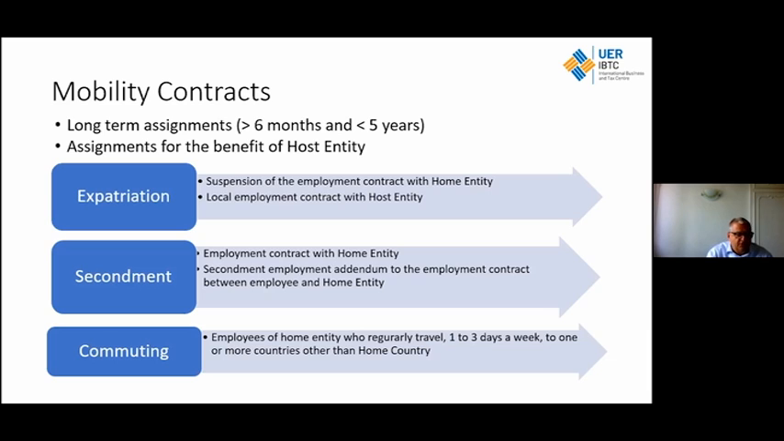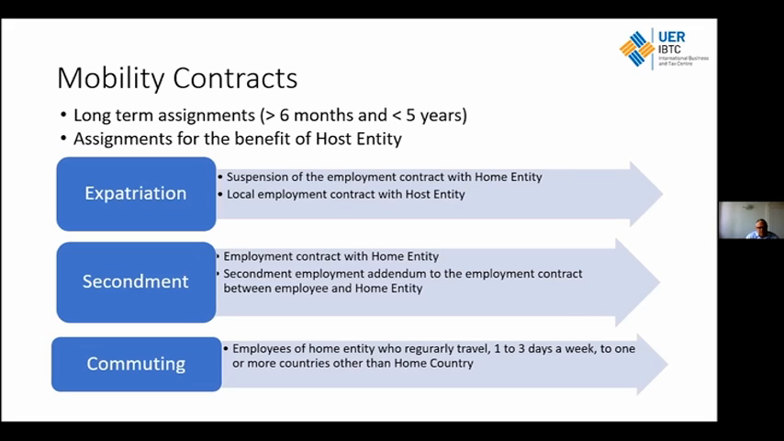How we work in Engie is that we make expatriation contracts where we can, meaning that we make a contract where the employee is no longer an employee of the home entity, but of the host entity, meaning the company that is in the country. And where it's not possible, we make a secondment agreement where the employee is still an employee of the home entity, and there is a secondment, so a service contract with the host entity.